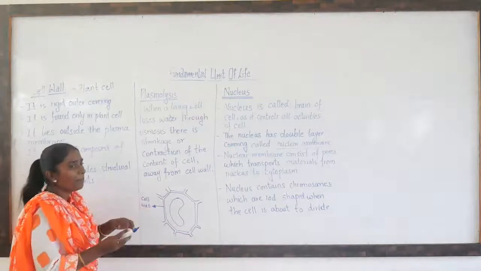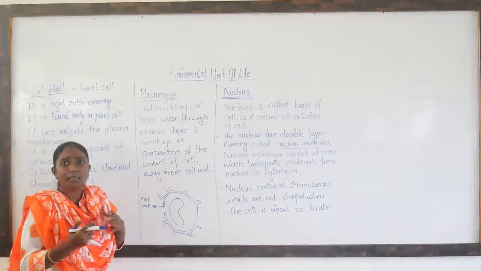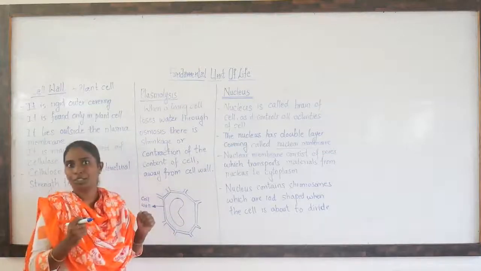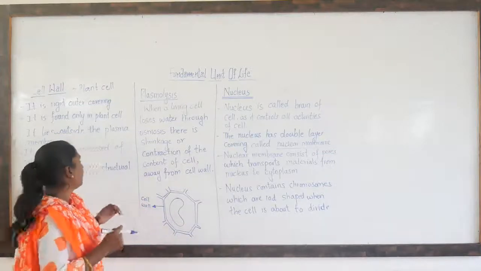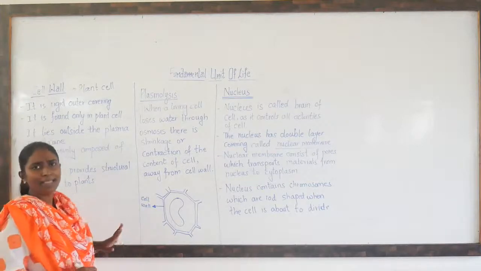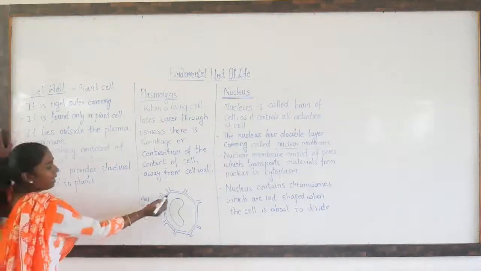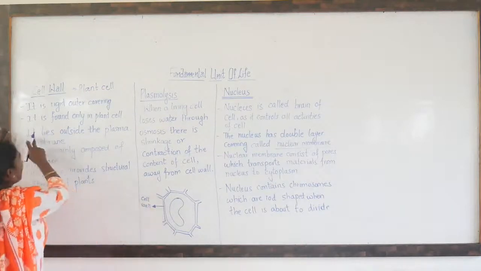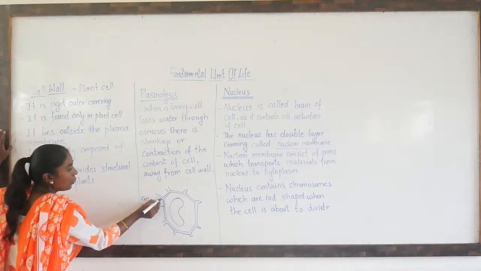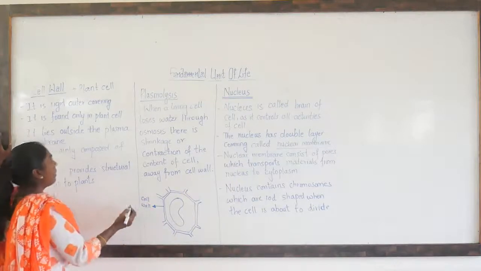So this plasma membrane, it is flexible. As I have told you, it is flexible and elastic in nature. But this cell wall is rigid. It does not move. Okay. Then, as I said, it is present only in plants and it is absent in animal cell. The inner layer is the plasma membrane and the cell wall lies outside the plasma membrane. So it is the outermost wall in a plant cell, called as cell wall.